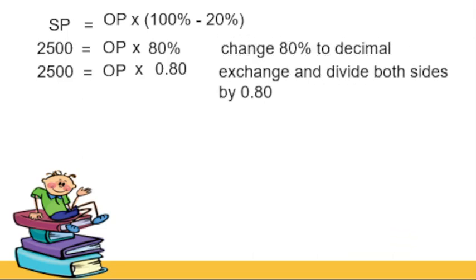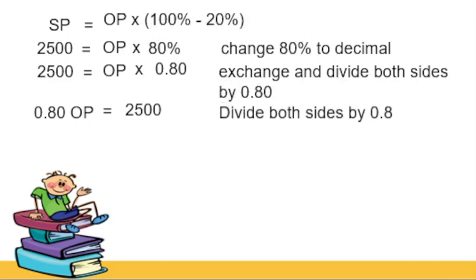Okay, so that is equals to, again, we have to exchange and divide both sides by 0.8. So that is 0.8 OP is equals to 2,500. So this time, let us divide both terms. So that is the 0.8 or 80 OP is equals to 2,500 divided by 0.8. Okay, so again, we cannot divide it right away.